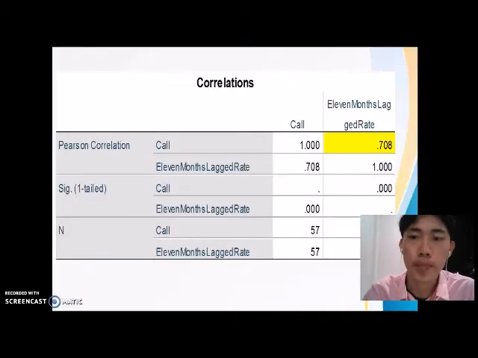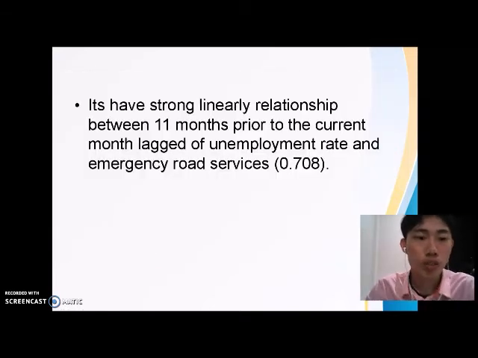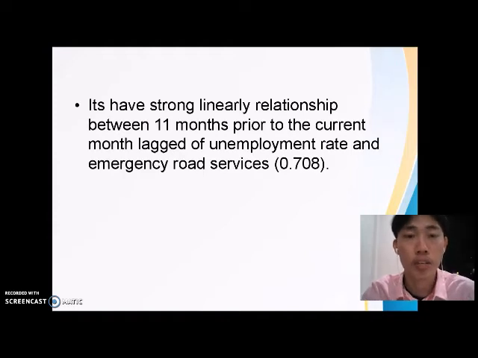For the 11-month lagged rate, the correlation is 0.708, the yellow one. So the relationship between the 11-month lagged unemployment rate and the calls is significant. This is because the p-value is less than 0.05. So the best model for prediction is the 11-month lagged unemployment rate. Thank you.